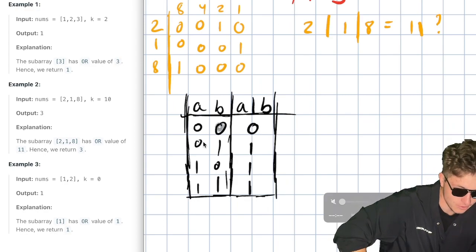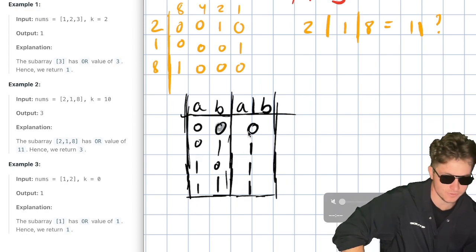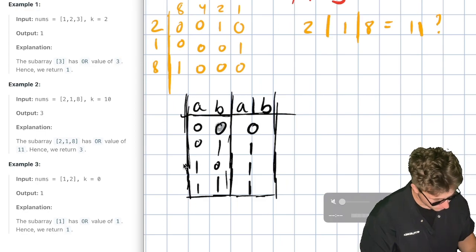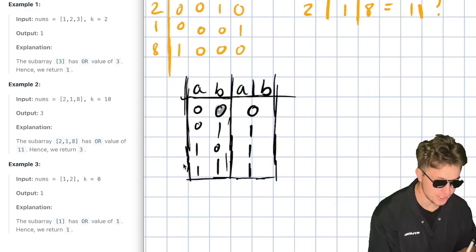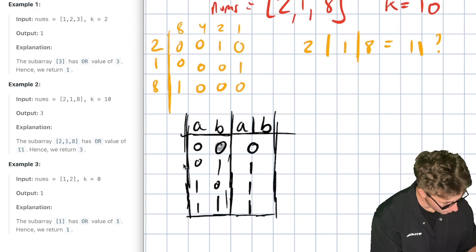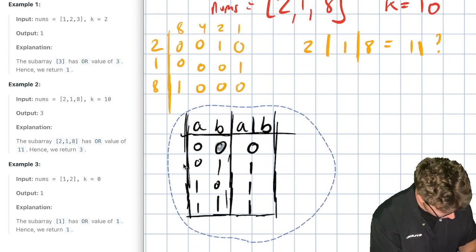So 0, 0, 0, 1, 1, 1, 0, 1, 1, 1, 1. So that's the truth table here. So if you were to apply that operation to 2, 1, and 8, what would that end up looking like?